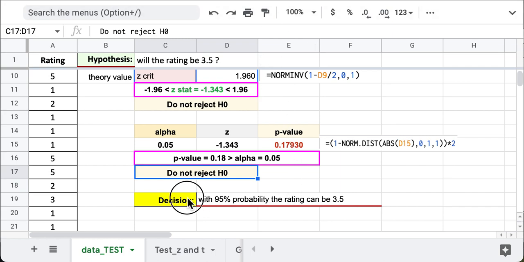So in summary, the decision is that with 95% probability the rating can be 3.5.